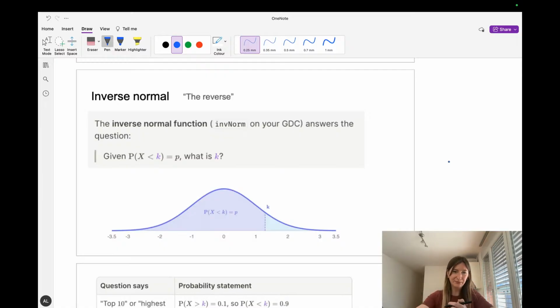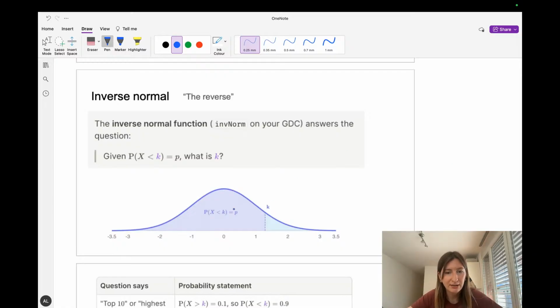Okay, so are we ready? Inverse normal. Now, this is doing the reverse. Previously, we have been given an x value, and we put that in to find the probability, the area under the curve. Now we're doing the opposite, the inverse. We're going to be given the area under the curve, the probability, and we have to work backwards, or our calculator will work backwards to find the value of x.